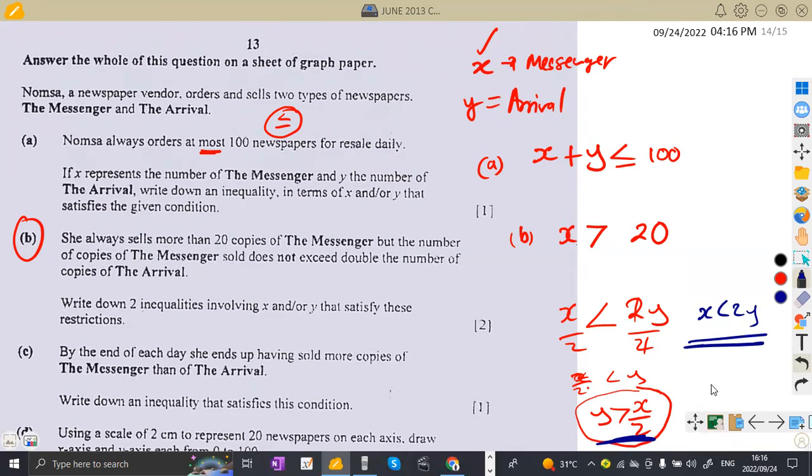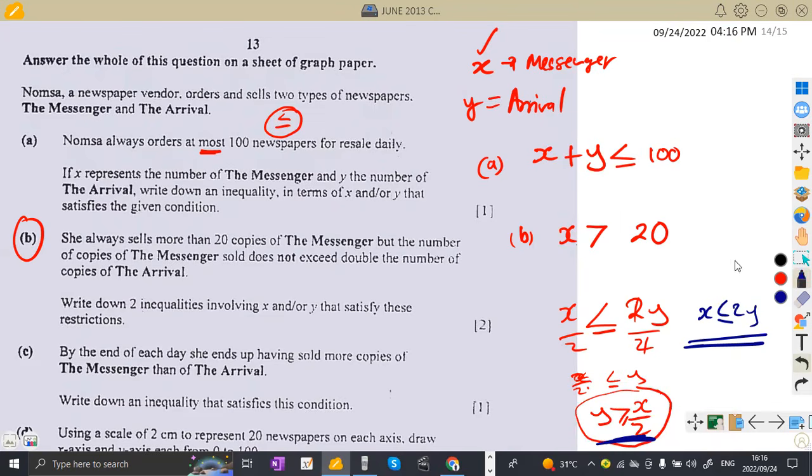Okay, so x is less than, it's not supposed to exceed double. So it means it can be less than, or it can be equal to. So you can put equal to there, because not to exceed, guys, it can be equal to that one. It doesn't exceed it. What is not allowed is to exceed. So it can be less than or it can be equal to double the number of the Arrival. Okay, so that is it.